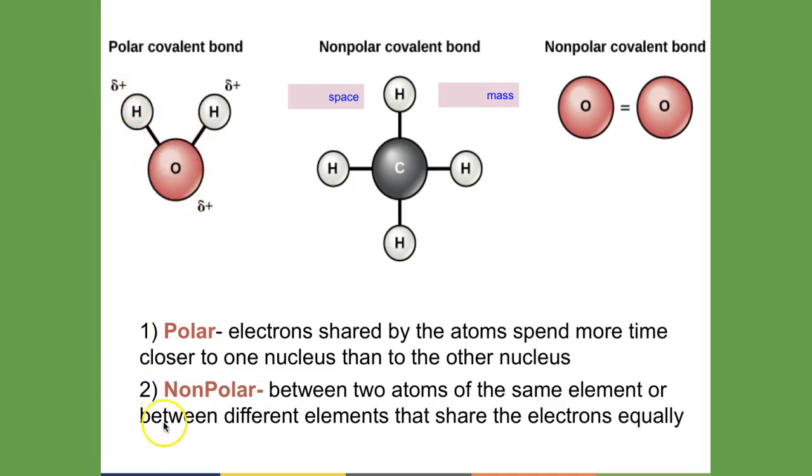So as you can see with my pointer, the electrons are going to be spending a lot more time around the oxygen's nucleus than the hydrogen's in the water molecule. Over here on the methane molecule, they're going to be spending an equal amount of time around the nuclei of all the different atoms. So these two would be considered nonpolar, whereas the water molecule would be considered polar.